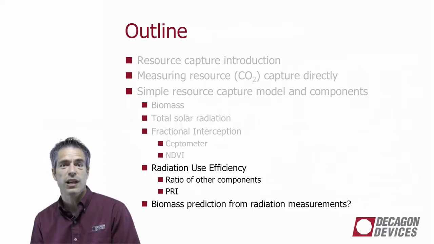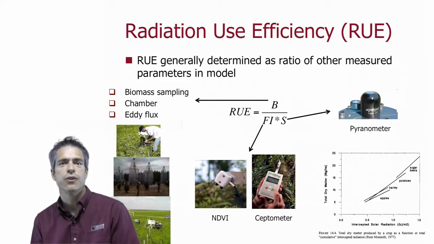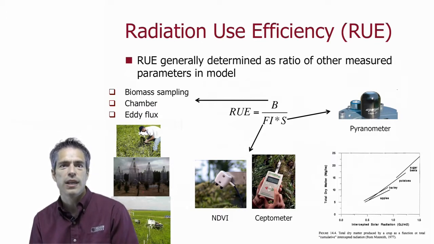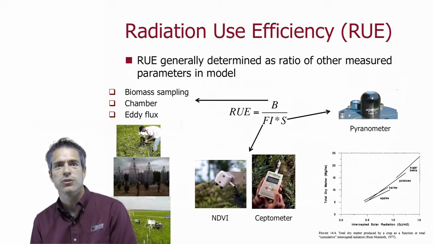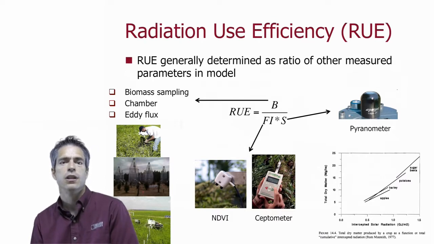But first of all, I've got to say, if you really want to measure radiation use efficiency, you do have choices. If we rearrange that basic assimilation model that we talked about earlier, our radiation use efficiency is just the biomass accumulation, which we can get by eddy flux sampling towers or actual biomass sampling. And then we can divide that by fractional interception, which we can measure using the LP80 or the spectral reflectance sensor, and the solar radiation that we can measure through a pyranometer. And then we get back to that Monteith relationship.